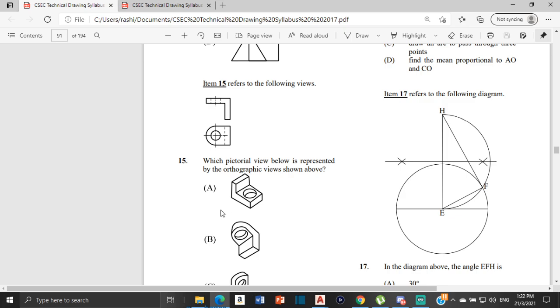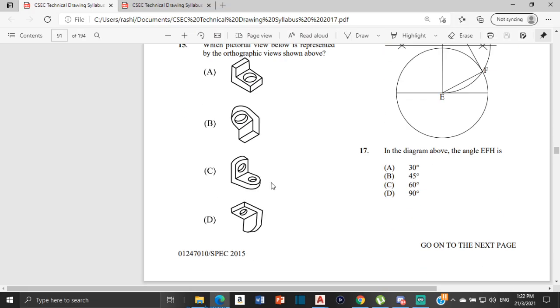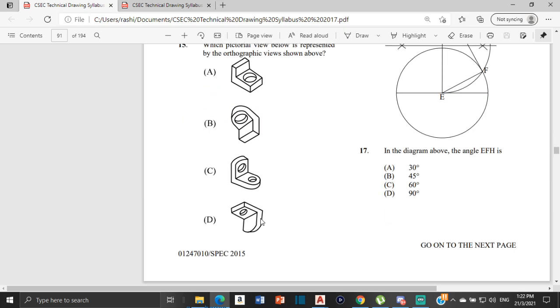All right, we know it cannot be A because you can see that right here is curved. We have a nice little curve right here. So it could not be A, and also it could not be C either because we don't have a hole in this part. We only have one hole on the drawing, which is right here at the base. So we know that it could not be C.